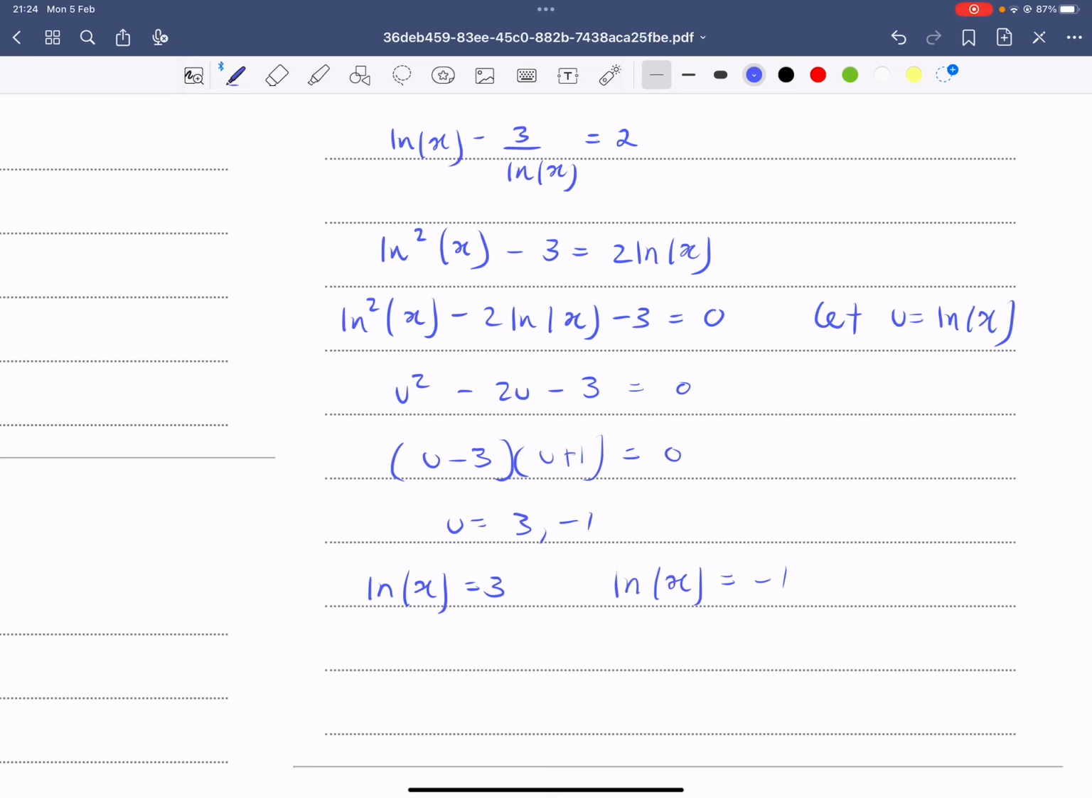To solve that, we raise both sides to the e. So e to the ln of x is equal to e cubed. They die, so x is equal to e cubed. And then again, e to the ln of x is equal to e to the minus 1. So x is equal to e to the minus 1, or 1 on e.